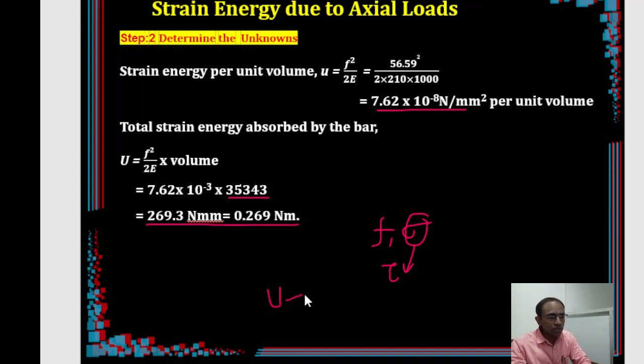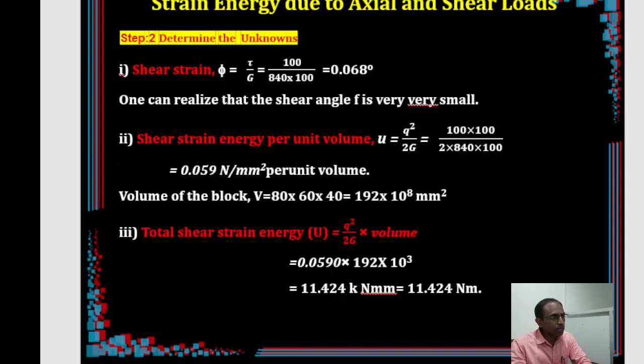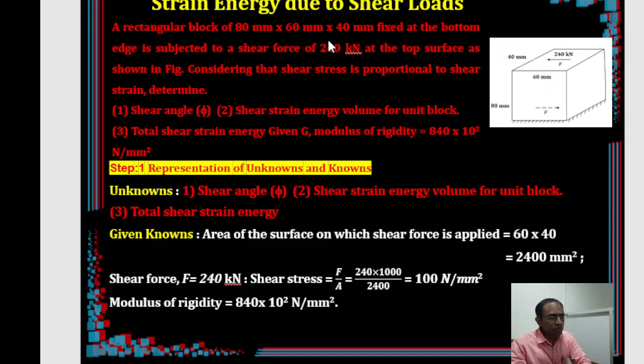That means strain energy due to shear stress is nothing but tau square by 2G into volume, where instead of Young's modulus, the corresponding modulus here is the shear modulus. Same thing here also. This can be written either in terms of stresses, or in terms of strains, or in terms of load even. So this is the formulation for shear. Let's look at one numerical example based on that, the strain energy due to shear loads.